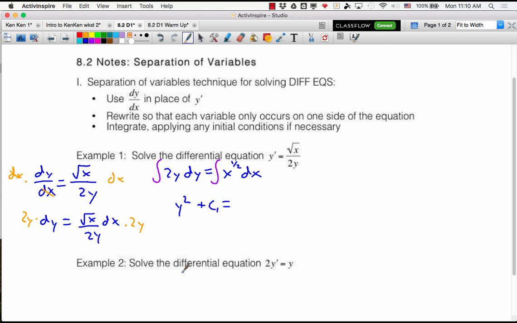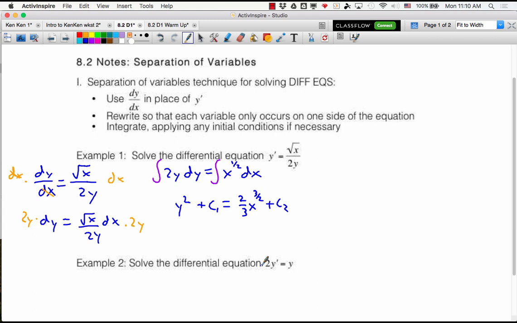Call that c1. Well, let's pause on this and come back to this side. What would this one be if I integrate? 2/3 x to the 3/2. Yep, 2/3 x to the 3/2 plus c2. Now these c's are not the same, so I could not say c cancels c, because the constants might be the same, but we don't know.